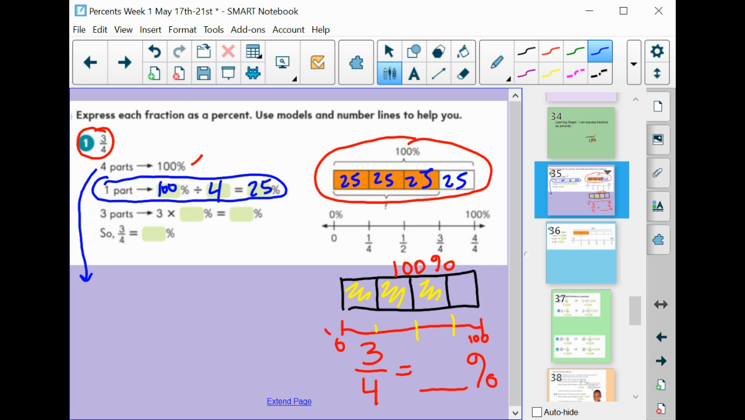Now you could either do repeated addition here, or this can lead you to this number sentence right here. So 3 parts is equal to 3 times 25. 3 times 25 is 75. Or you could add these up. 25 plus 25 plus 25 is 75. So I know that these 3 pieces together equal 75%. Okay, let's try another.